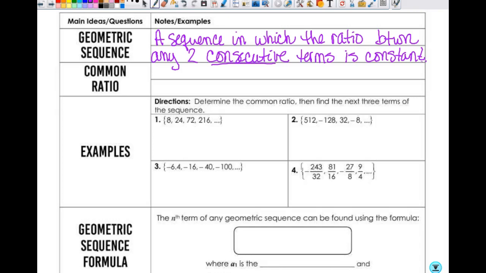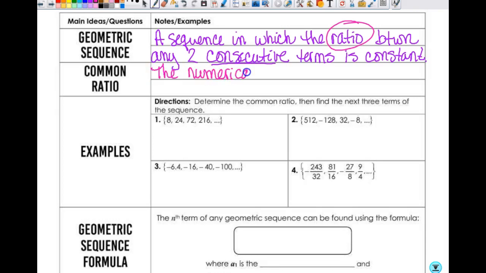The only difference between this definition and the definition of an arithmetic sequence is this word ratio. In arithmetic sequences, it says difference, because it's a common difference. You're adding, adding, adding. Geometric, it's a ratio because you'll be multiplying, multiplying, multiplying. So your common ratio is the numerical ratio.